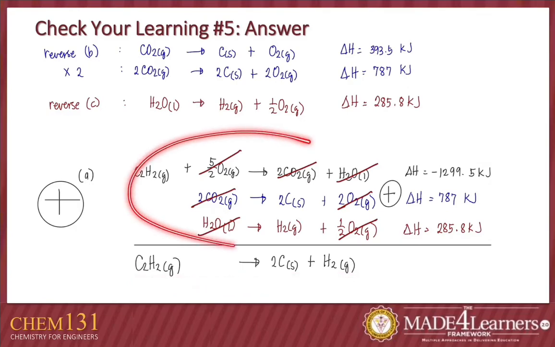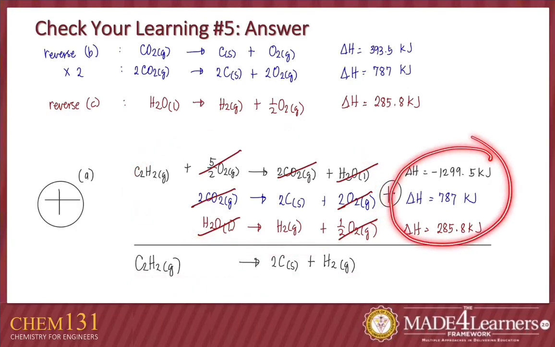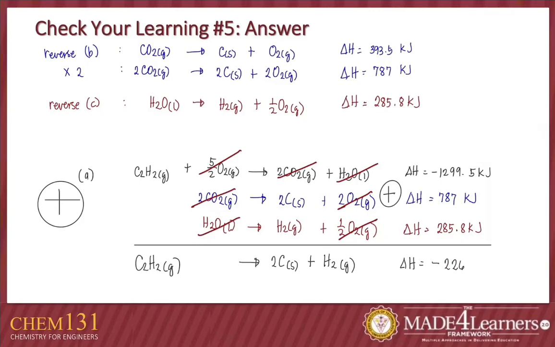So, kay gi-add naman na nato sila, then we are also going to add the change in enthalpy. So, delta H is equal to negative 1299.5 plus 787 plus 285.8, and that would give us an answer of negative 226.7 kilojoules. So, as you can see, the reaction is exothermic. Mo-release siya og heat, inig-decompose niya into its elements at 25 degrees Celsius and 1 atmosphere nga pressure.